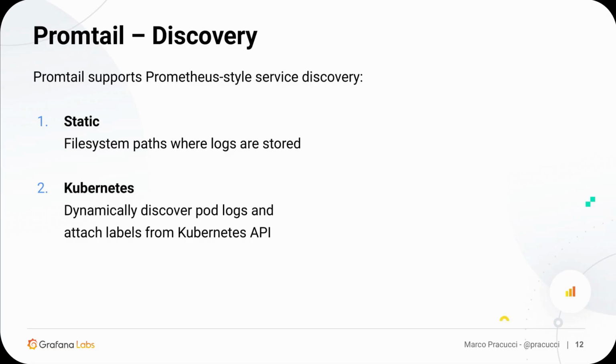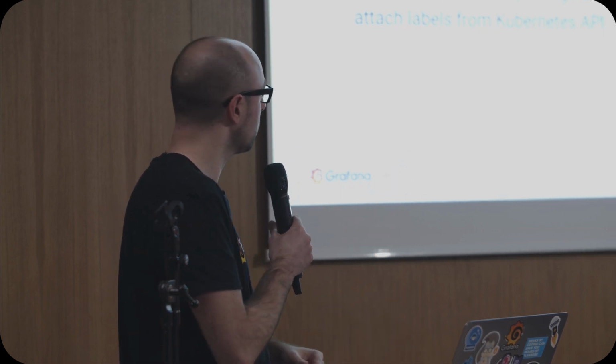Now, one of the most interesting things to me about Promtail is that Promtail supports Prometheus-style service discovery, which means we specifically support the static service discovery and the Kubernetes service discovery. The static service discovery is common to most logging solutions. You can configure Promtail to scrape the logs from the local file system, configuring the file path of the logs.